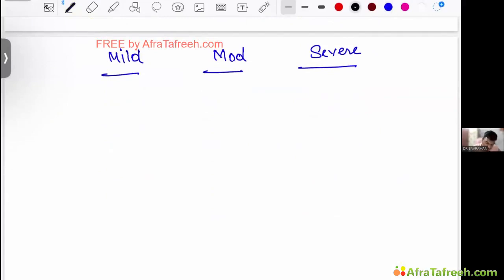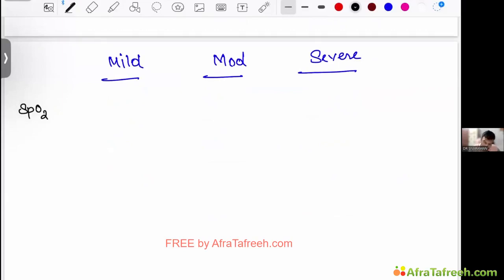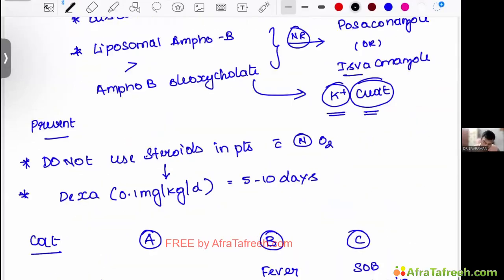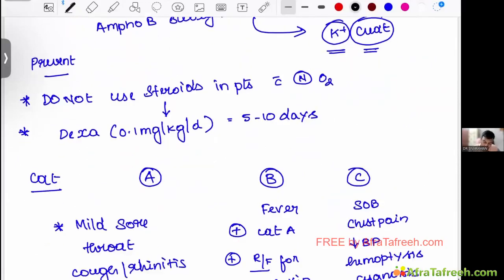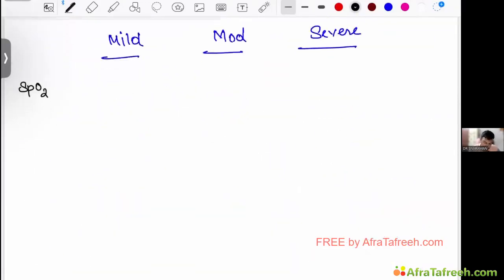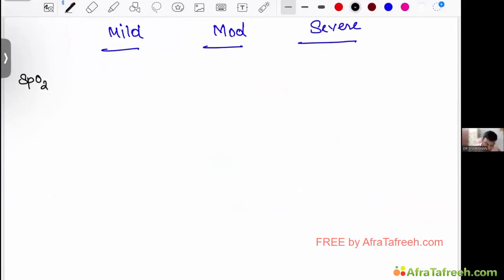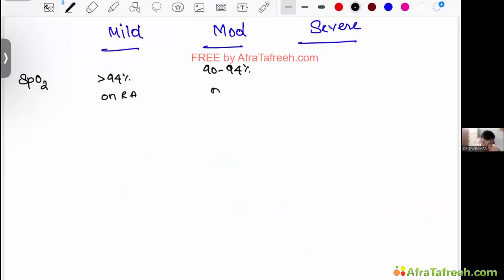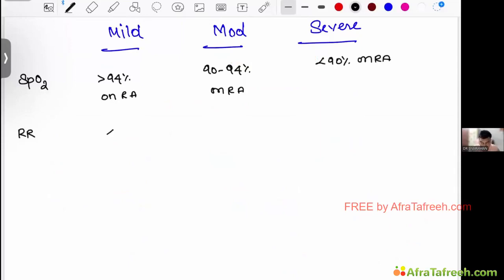SpO2. Hey, this is for COVID, man. We have already finished the treatment. This is for COVID. SpO2: 94% or more on room air, 90 to 94% on room air, less than 90% on room air. Then next is respiratory rate: you are going to check less than 24, 24 to 30, more than 30.